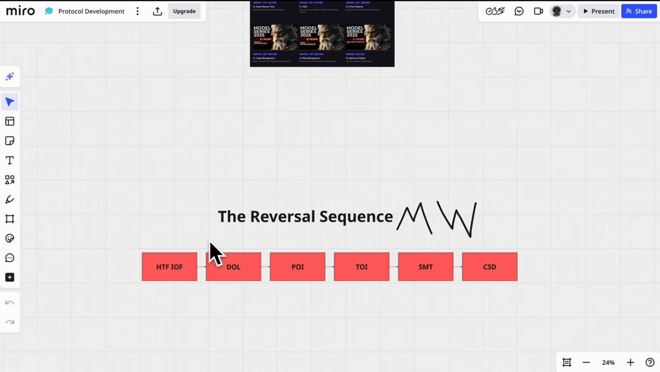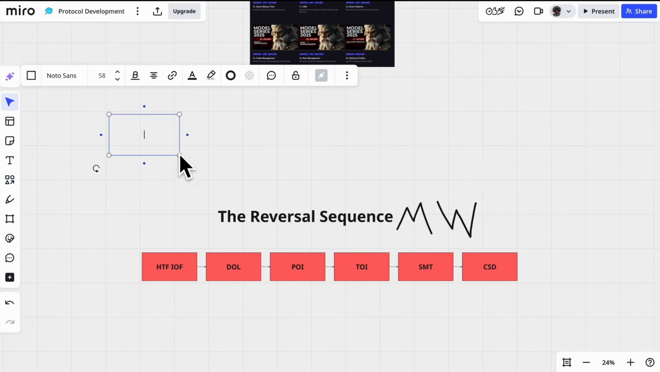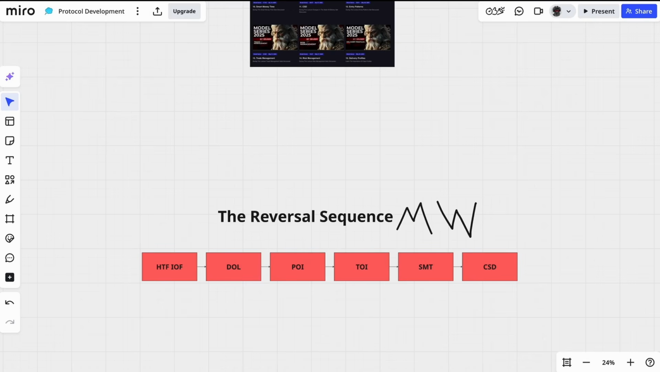The way that I've created this reversal sequence is by utilizing the shapes tool right here and squares. Once you put a square on the screen, you can type in it and give it a background color, etc. But for the sake of simplicity, I've already done all of that, so I'm just going to walk you through what I've put in front of you.